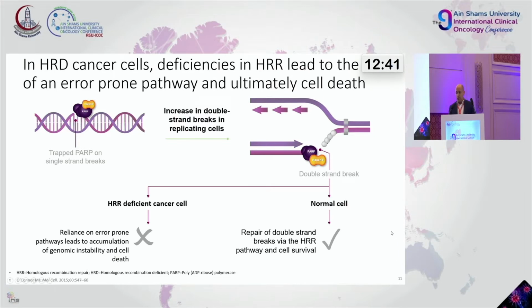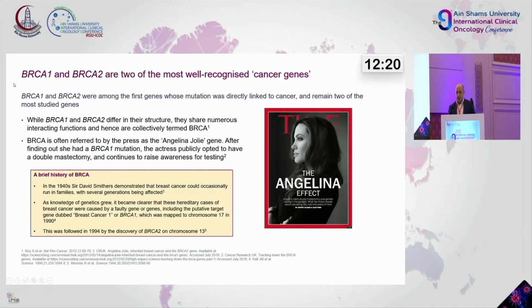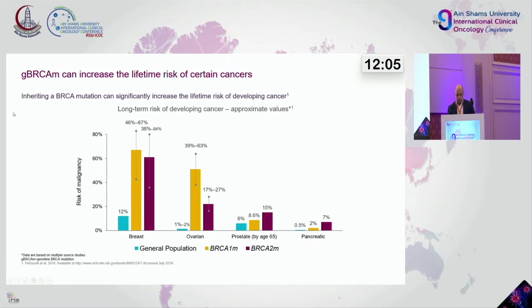In normal cells, there will be repair of the double strand DNA breakage through homologous recombination repair. However, in HRR deficient cancer cells, the cells will die. So if I block the PARP pathway in homologous repair deficiency, we can have cancer cell death and control. And we all know the Angelina Jolie effect, which was very important in breast cancer, where she announced that she has the BRCA mutation and underwent prophylactic mastectomy, and later on prophylactic oophorectomy.